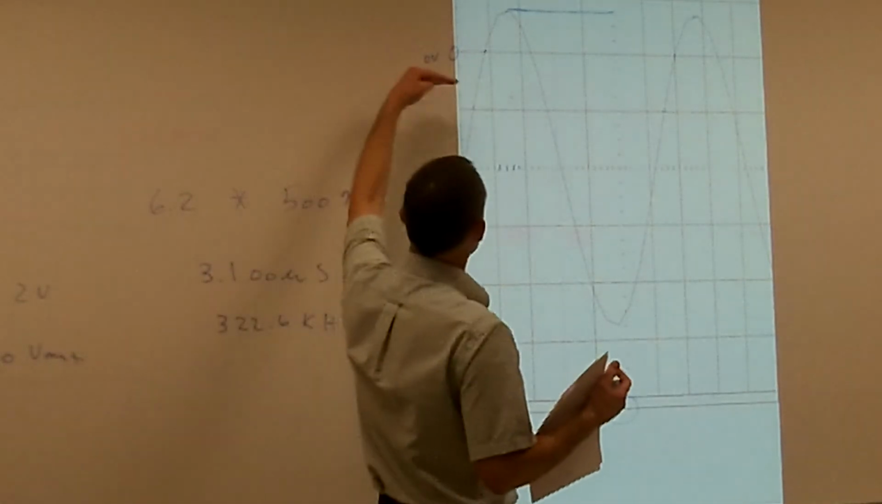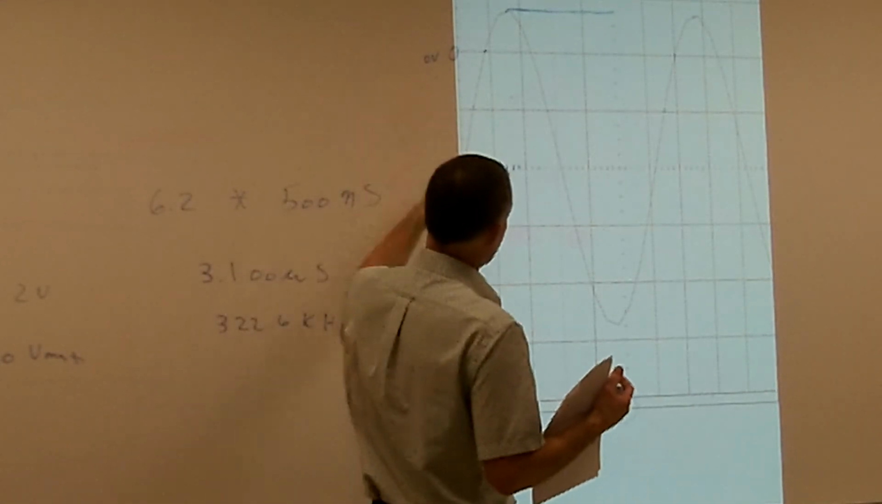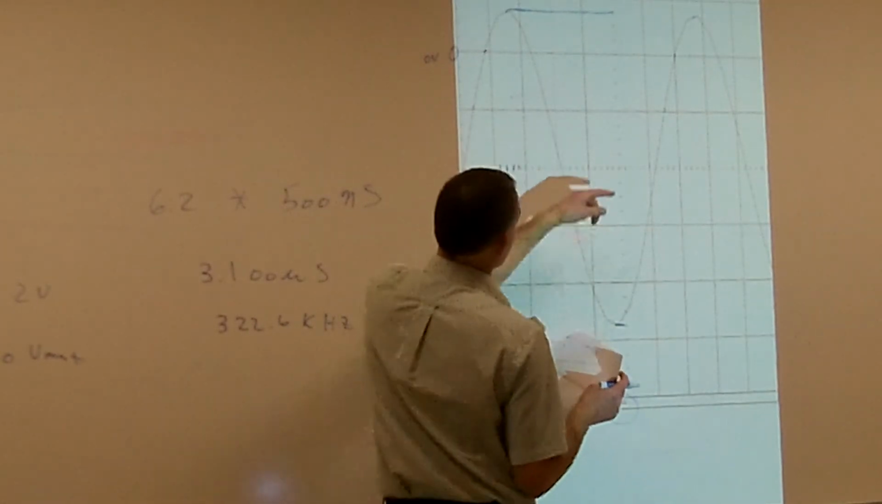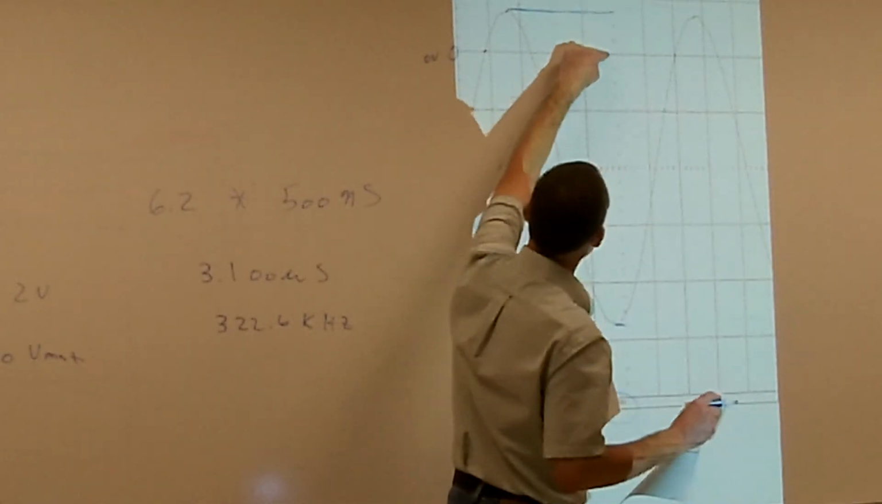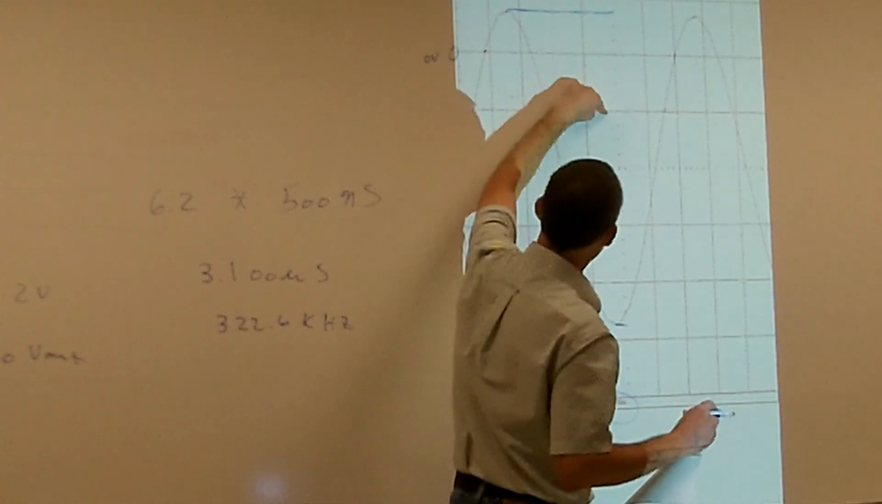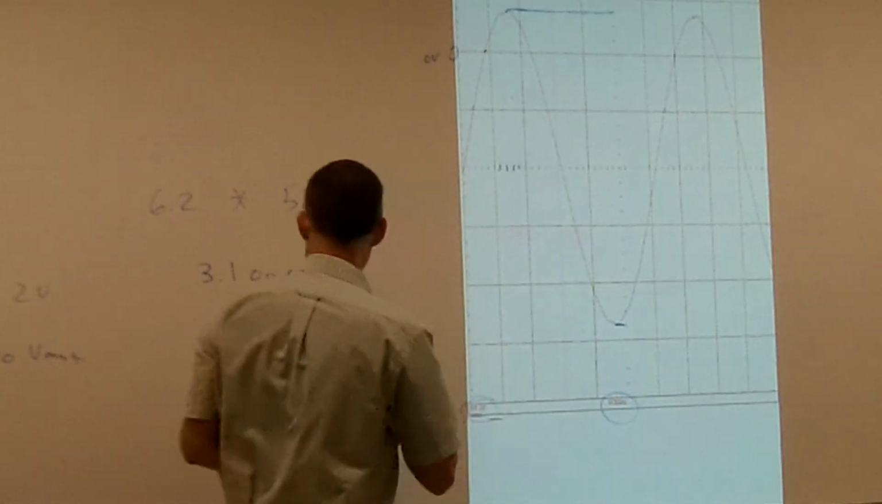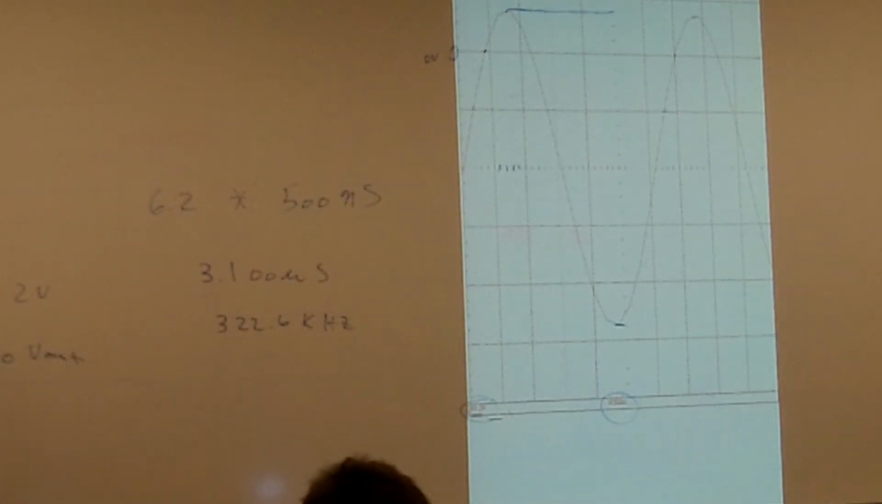Alright, so now we got our Vmax. Then we're going to do the same thing with our Vmin. So our Vmin is coming right down to here. So again, you're going to start off from 0. Count down how many volt divisions you have. I got 1, 2, 3, 4. So I got 4.75 this time.